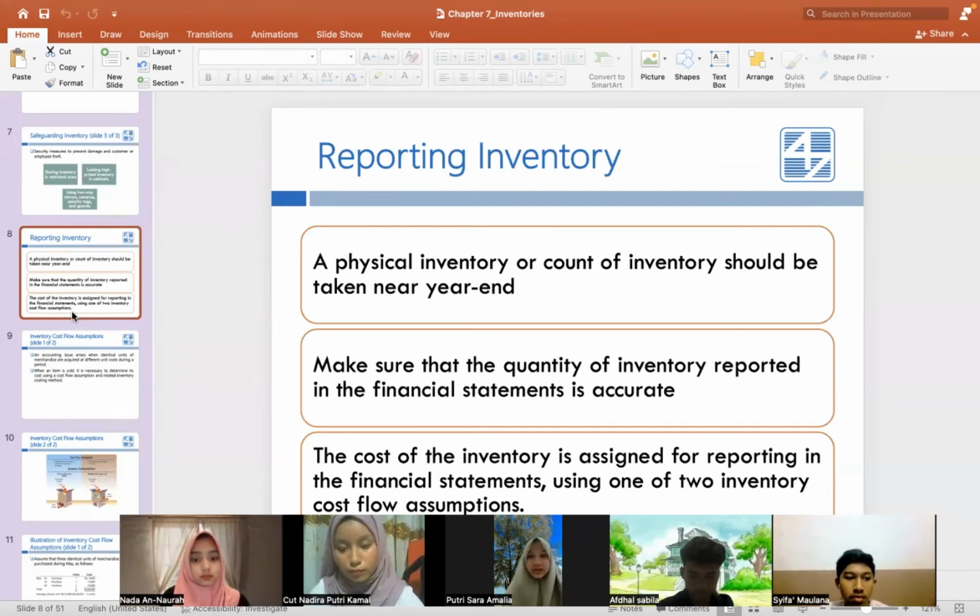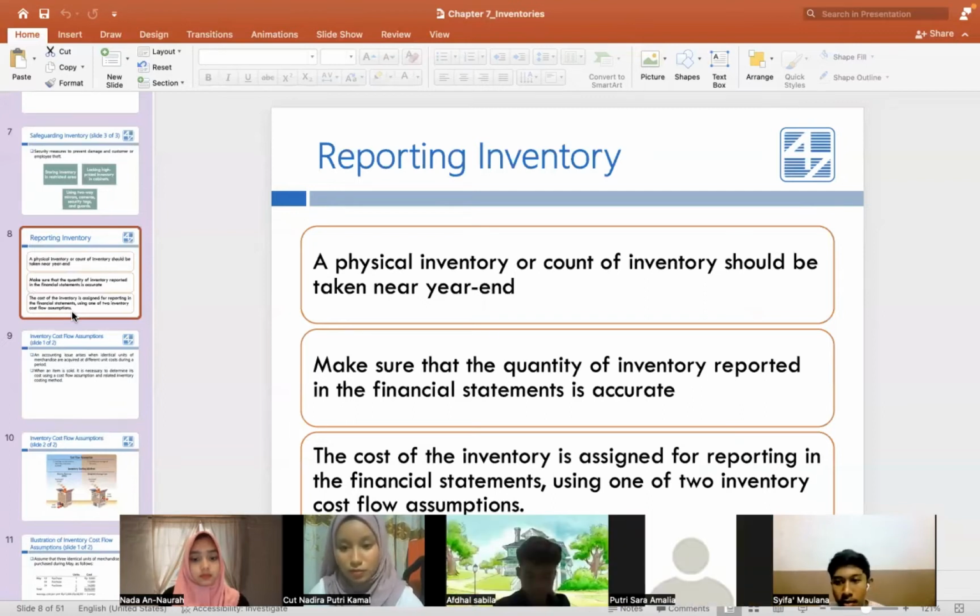Okay, the next is reporting inventory. To make sure of the accuracy of the inventory quantity, the company needs to make a physical inventory. The physical inventory or count of inventory should be taken near year end.